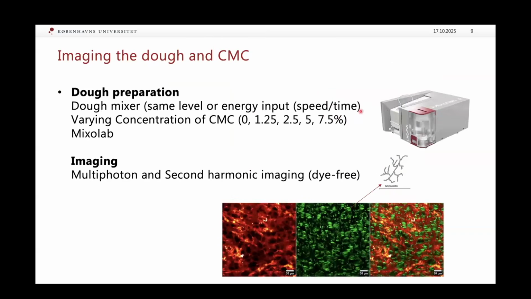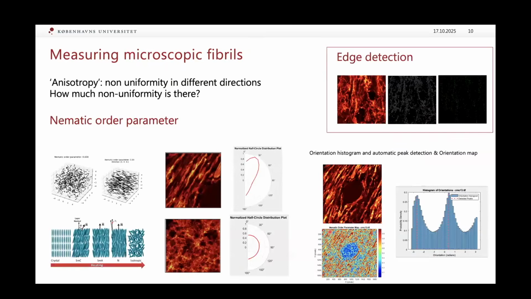So we prepared the dough again in a specialized equipment for measuring flour properties. We added the CMC, and we went for the label-free imaging. So we can do 2-photon autofluorescence and second harmonic signals for the starch, and then we're going to look at the changes in the protein distribution. How to measure the fibrils that we see in the network?